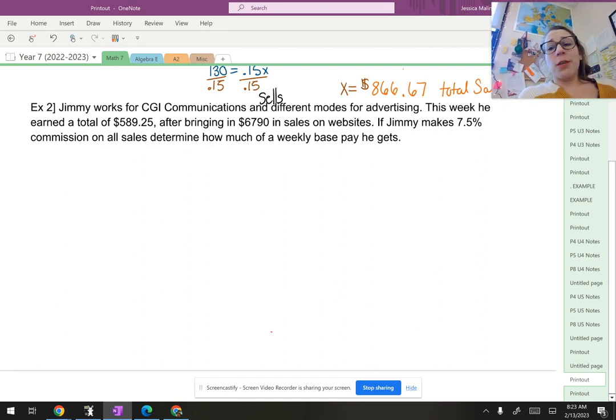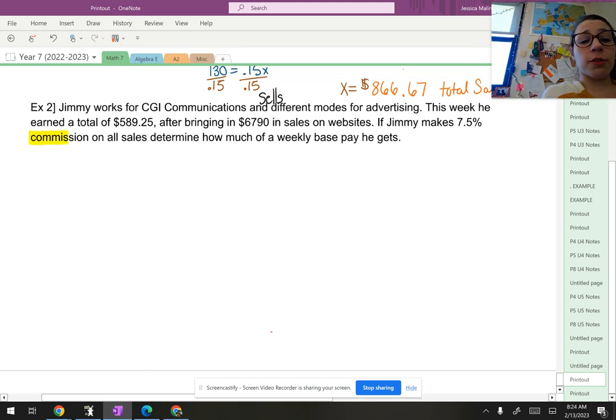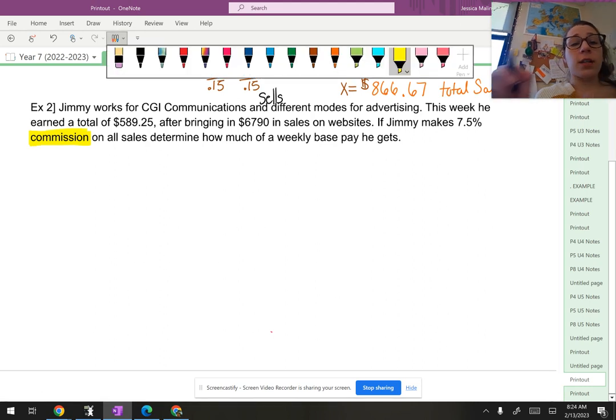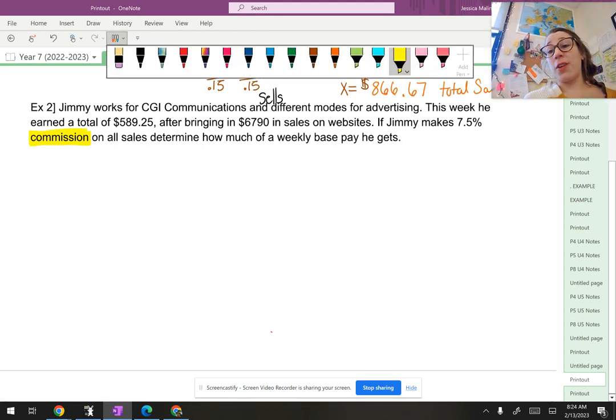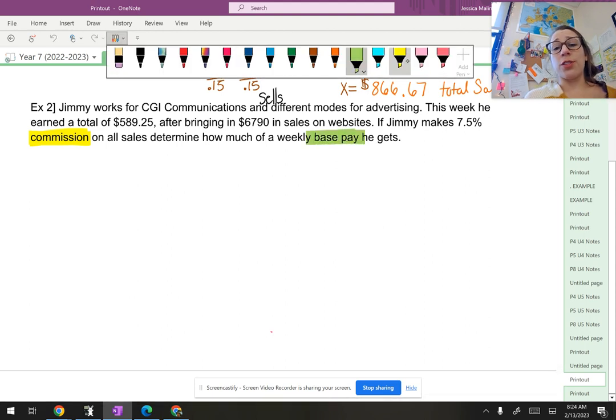All right, so just like we talked about, first thing that you want to focus on is those keywords that tell you which formula you're going to be using. So definitely the keyword of commission. Right there, commission is enough for me to know that I need to use that commission formula, hence the title of this lesson. A little bit more than that, though, you can see that there's that base pay, and commission is the only formula that mentions a base pay.